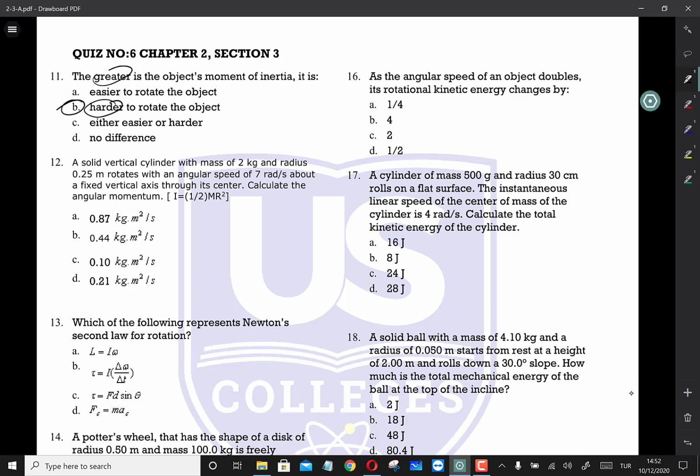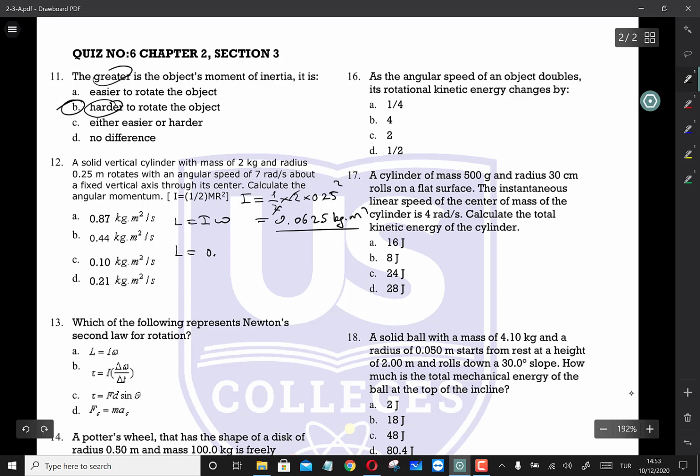A solid vertical cylinder of mass 2 kg and radius of 0.5 meters rotates with an angular speed of 7 radians per second about a fixed vertical axis through its center. Calculate angular momentum. So angular momentum is I times omega. I must be calculated first. Let's calculate I: 1 over 2 times the mass of the cylinder times the radius squared, 0.25 squared. 0.25 squared is equal to 0.0625 kilogram meter squared.